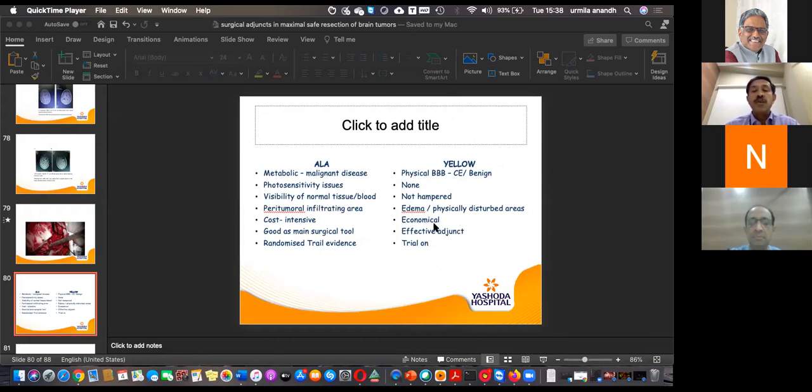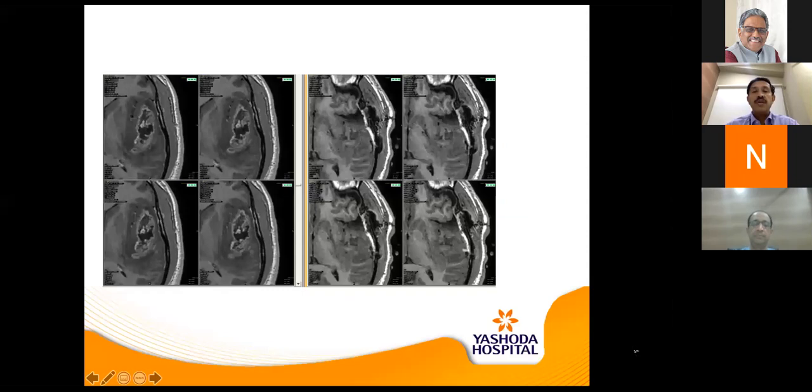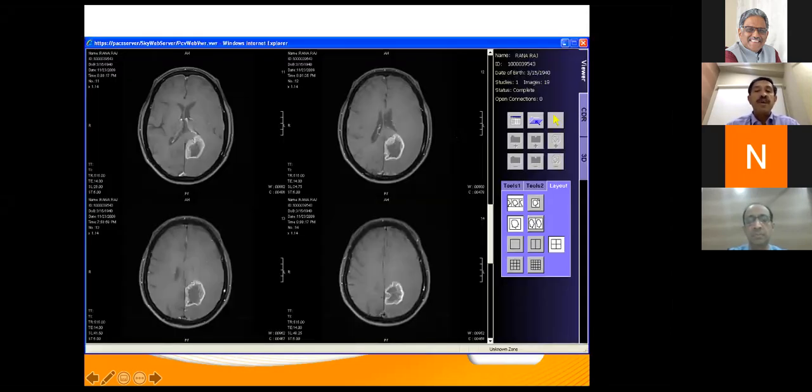So here, this is economical, and it's a very effective adjunct, provided you can use it safely. Trials are on to compare and contrast between the two. Of course, it's very useful where one can use it safely. And there are plenty of publications as of today which have shown the benefit of yellow fluorescence. As you can see here, even irregularly shaped tumors are well resected without any contrast enhancing part being left behind.